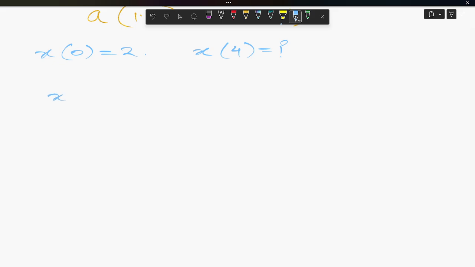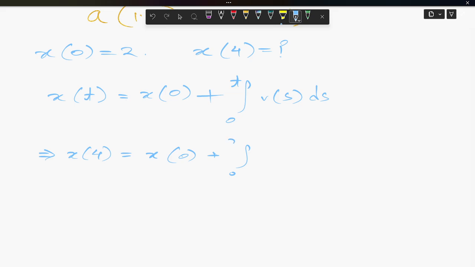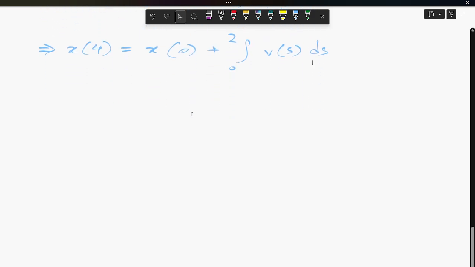So what can we do? We can say that x of t is equal to x of 0 plus the integral from 0 to t of v(s) ds. Very good. So then we can write x of 4 is equal to x of 0 plus the integral from 0 to 4 of v(s) ds. Yeah.